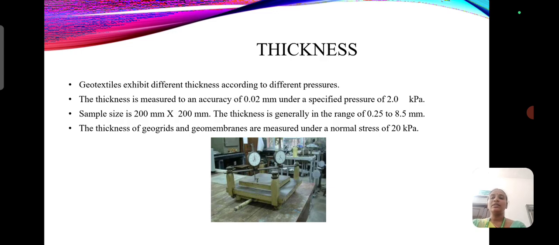When we go with thickness, geotextiles exhibit different thickness under different pressure, as we know. Here the thickness is measured to an accuracy of 0.02 mm under a specific pressure of 2.0 kPa. For thickness, we use a sample size of 200 mm by 200 mm, and the thickness range will be 0.25 to 8.5 mm. This is very important for geogrids and geomembranes. For this product, we have to check the thickness.